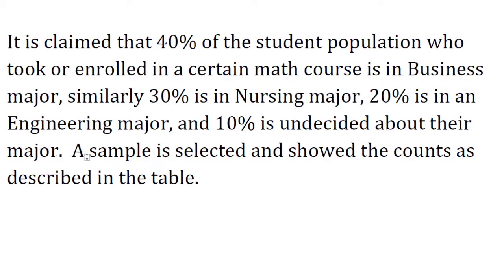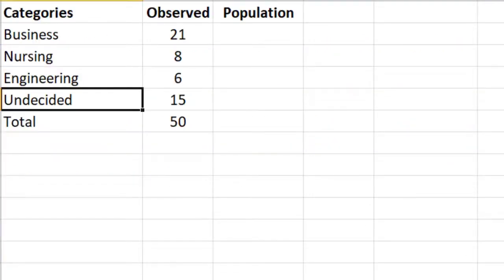But now a sample is selected and the counts are shown as described in the table. And so the sample here that the problem is describing is the sample that, of course, is selected from all students who took or enrolled in that math course. And so let me now show the table. This is the table that we are looking at.